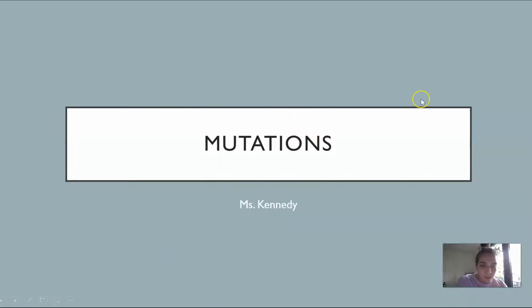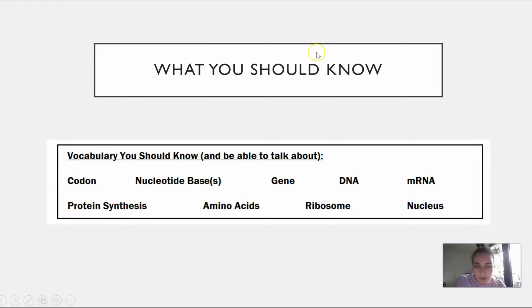So I'm going to teach you about mutations today, which is really fun. Some vocab that you should definitely know before starting this lecture: you should know what a codon is, what a base is, A, C, G, and T, and what a gene is, DNA, mRNA, protein synthesis, amino acids, ribosome, and nucleus. So you should be familiar with these words. If you're not, I think you've missed a few of my lectures, so you might want to go back to past assignments if this is very confusing to you.